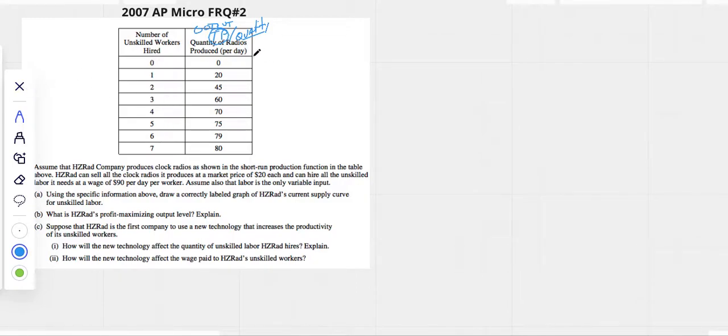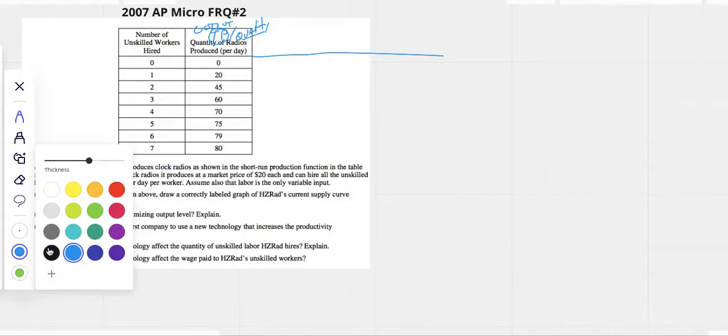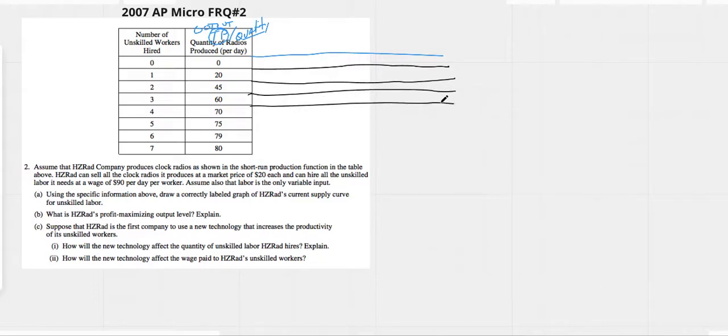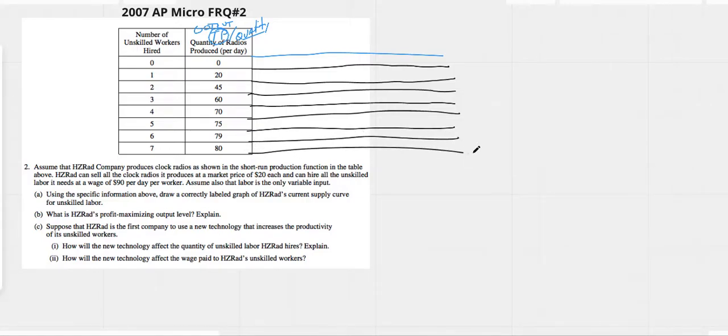I always do these tables the same way. I'm going to make a little chart here, and I answer these the same way like a child. That way I don't mess them up too often. All right, draw some vertical categories here.